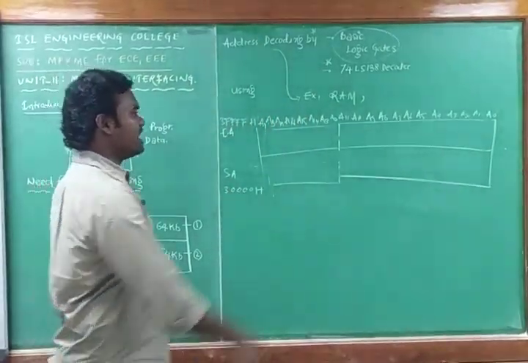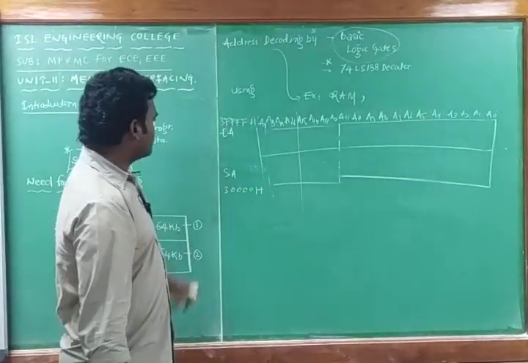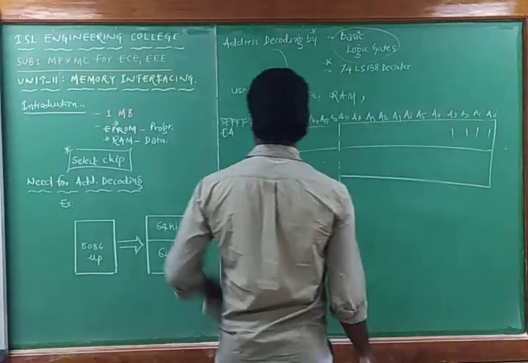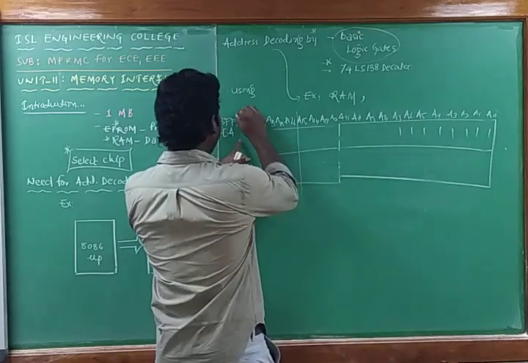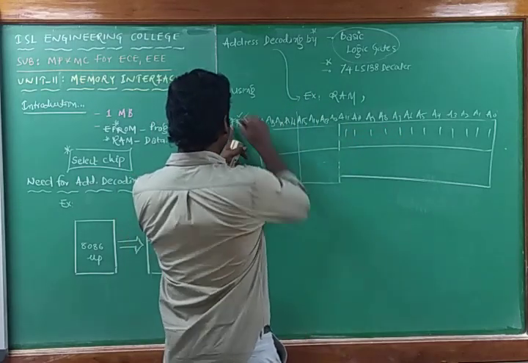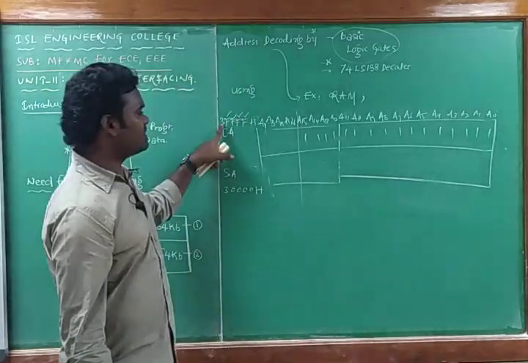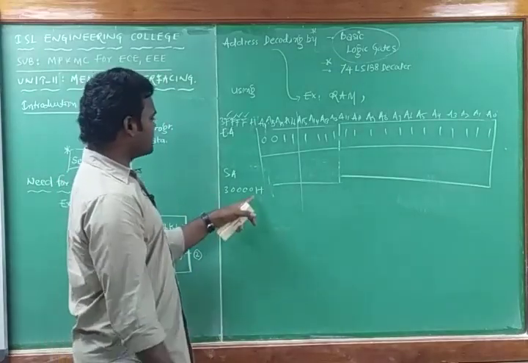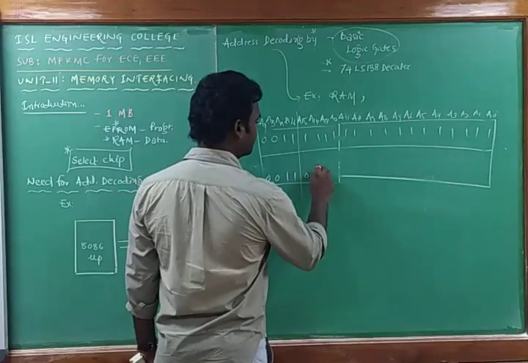Then A0 to A15 are not decoded. F means 1, 1, 1, 1. The first F is completed. The second F is 1, 1, 1, 1. The third F is 1, 1, 1, 1. The fourth F is 1, 1, 1, 1. And the last one is 3, which means 0, 0, 1, 1. Coming to the starting address, 3 means 0, 0, 1, 1, and the rest are all zeros.